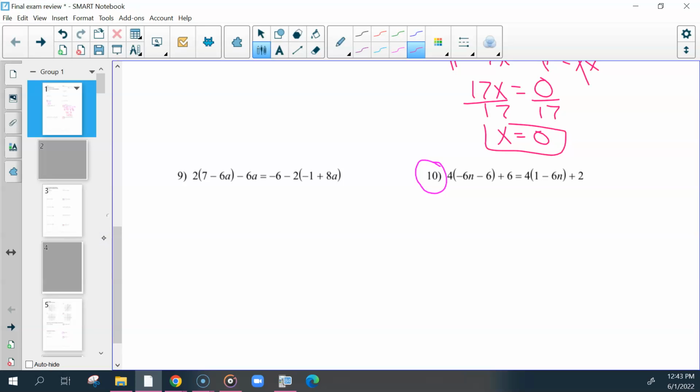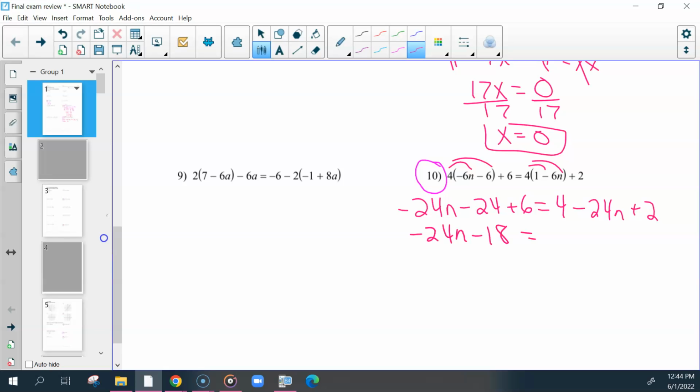Right. Last one that I have chosen is number 10. We're going to do the same process, except now we're going to distribute twice on both sides. So this would give us negative 24n minus 24 plus 6 equals 4 minus 24n plus 2. Then we could combine like terms on both sides. So on the left, you have numbers we can combine, negative 24n minus 18. And on the right, we also have numbers or constants we can combine.